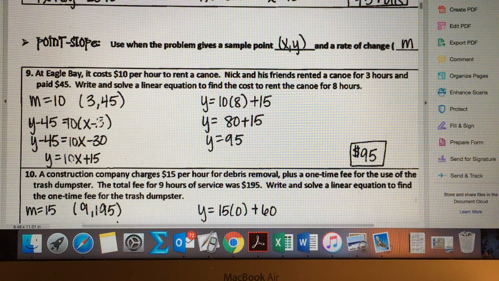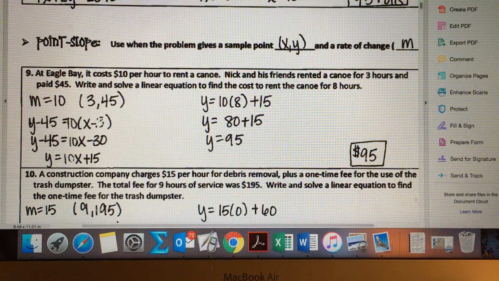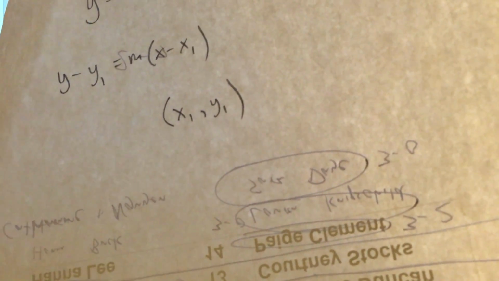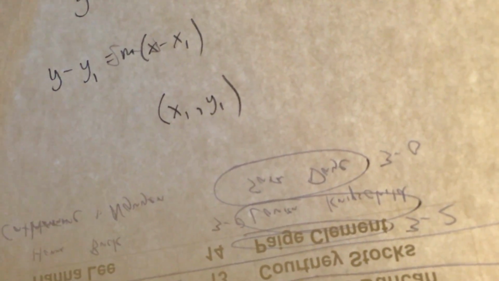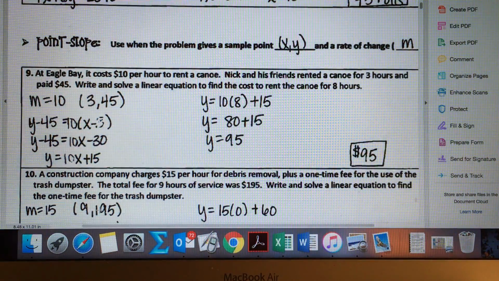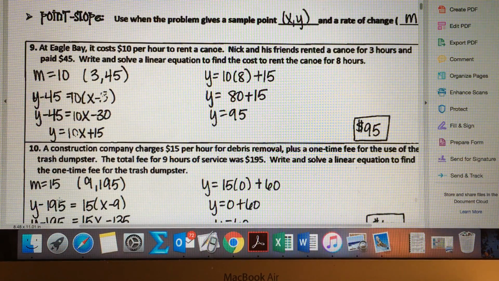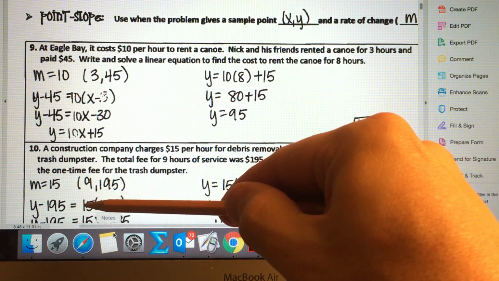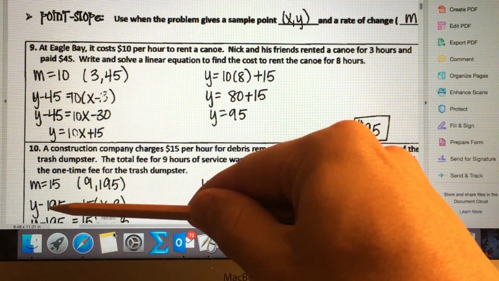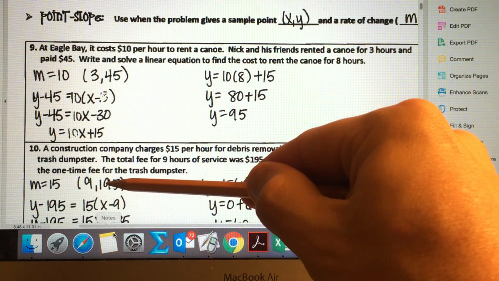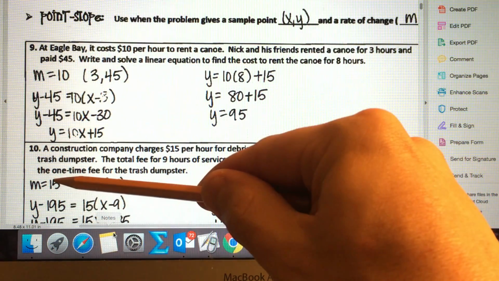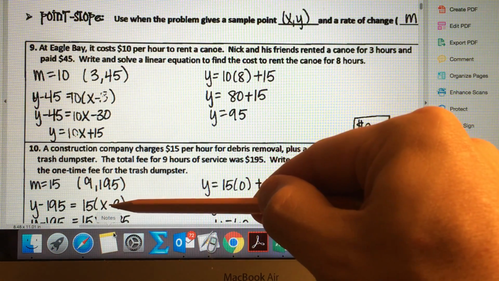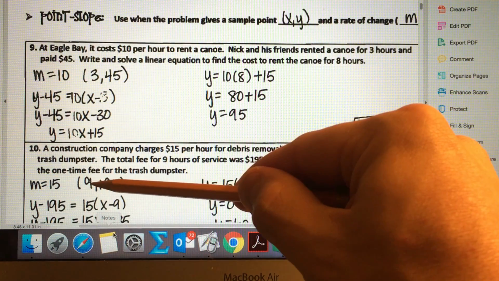So now we can set up our point slope form, which remember, point slope form, Y minus Y sub 1 equals M times X minus X sub 1. So there's our Y1, replace it with 195. There's our M, came from 15, and then X minus X1, that's our 9.